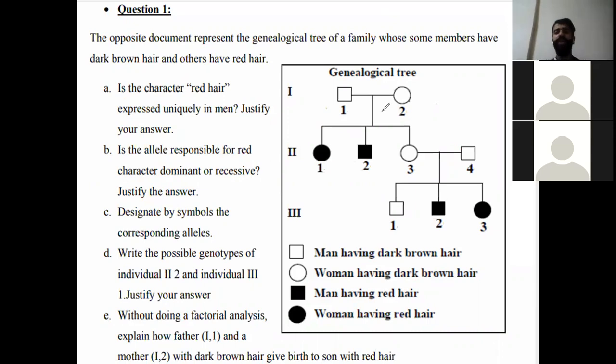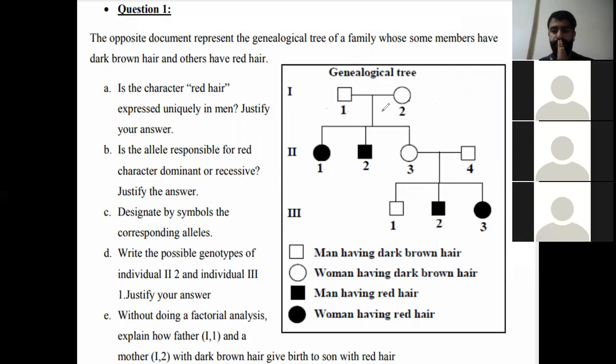Cynthia, 1,1 and 1,2. They have dark brown or red hair? First of all, before we move to the genotypes, I'm talking about the phenotype only. They have dark brown or they have red? Dark brown, thank you, Muhammad, but the question is for Cynthia. Okay, so Cynthia, dark brown or red? It's red. 1,1 and 1,2, they have red?